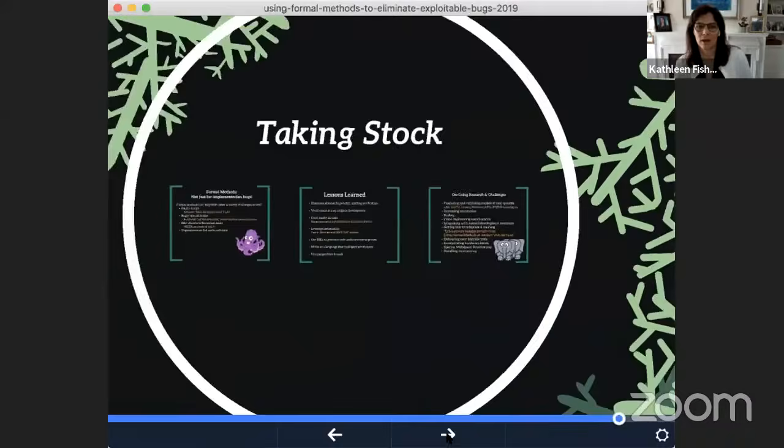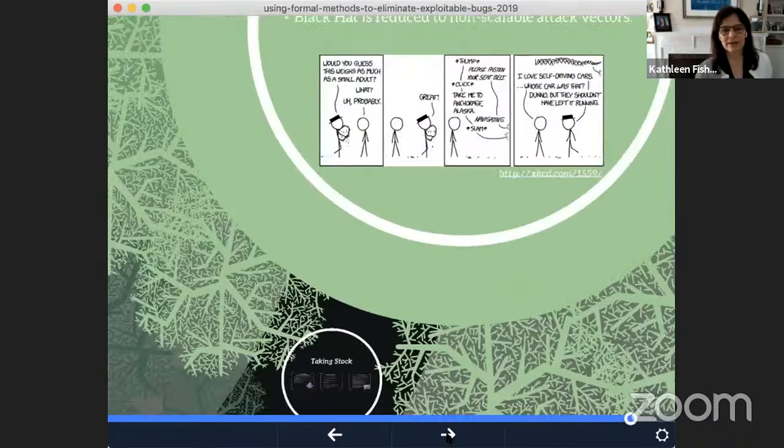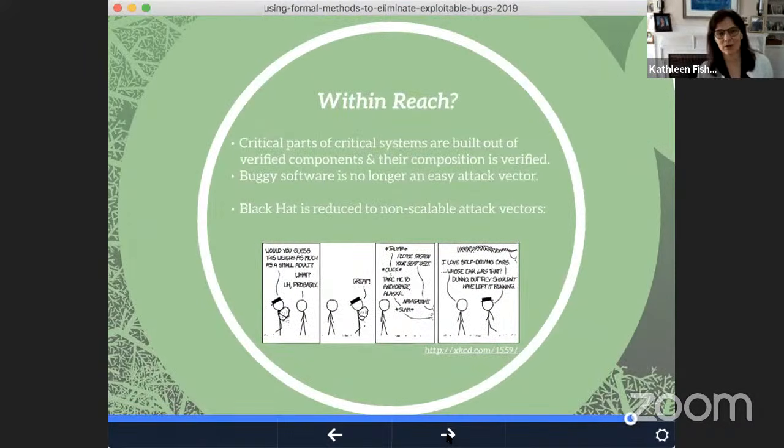But despite all that, I think that we're actually within reach of a vision where critical parts of critical software are built out of verified components and their composition is verified so that buggy software is no longer an easy attack vector. I think we're actually getting reasonably close to this point already. I think that's part of the reason why we're seeing so many more hardware attacks, is that the low-hanging fruit maybe is on the hardware side now instead of the software side.